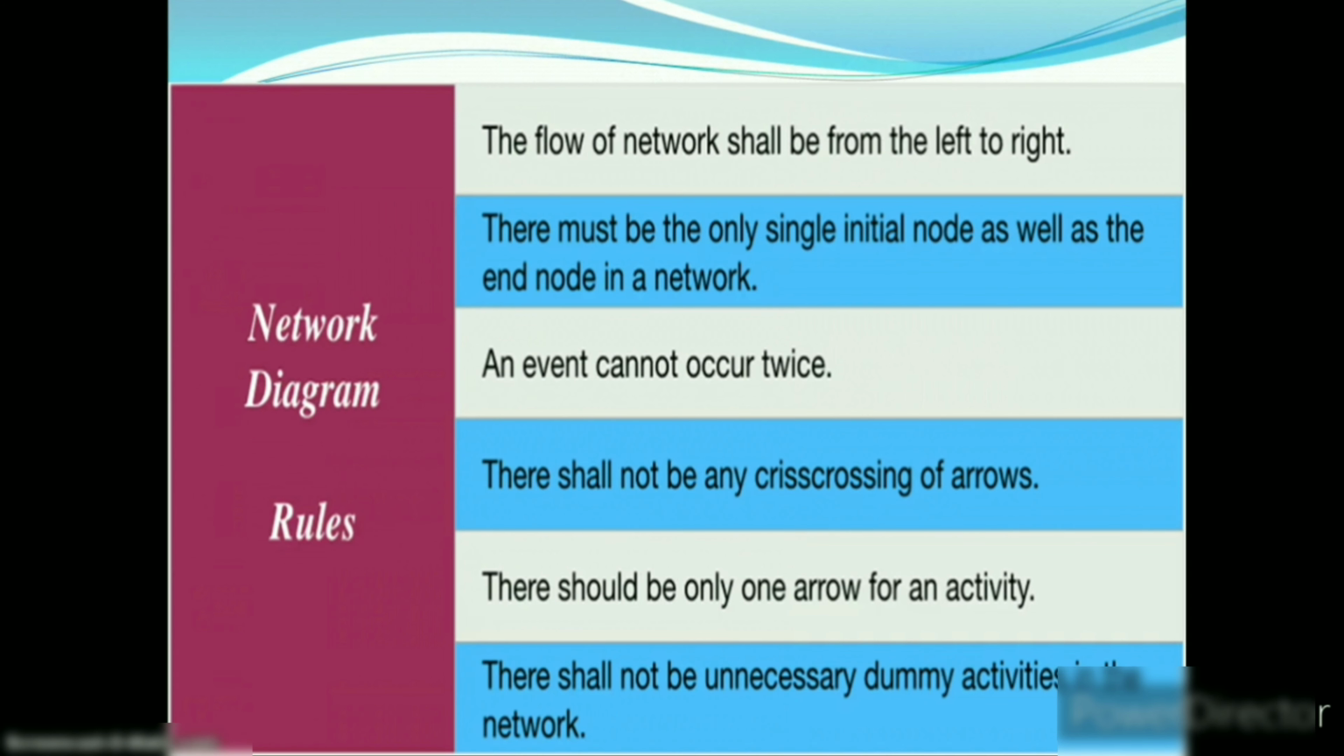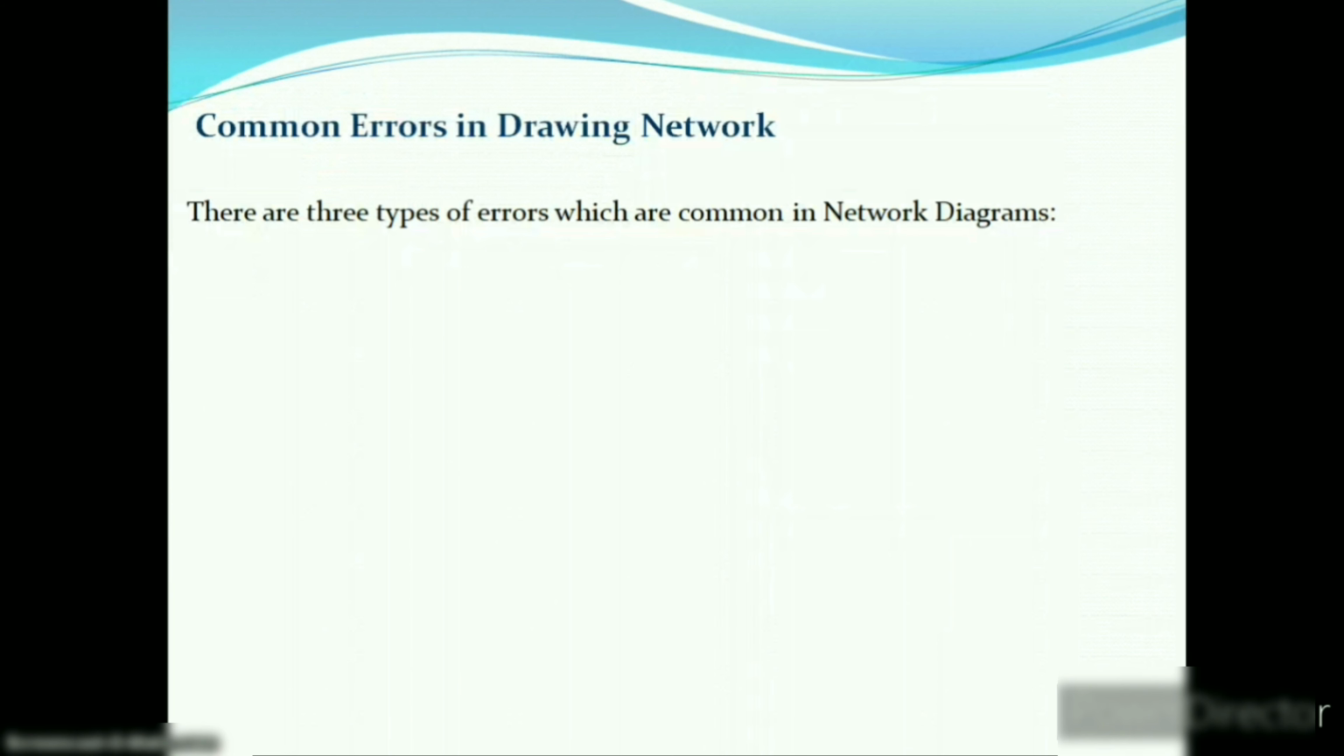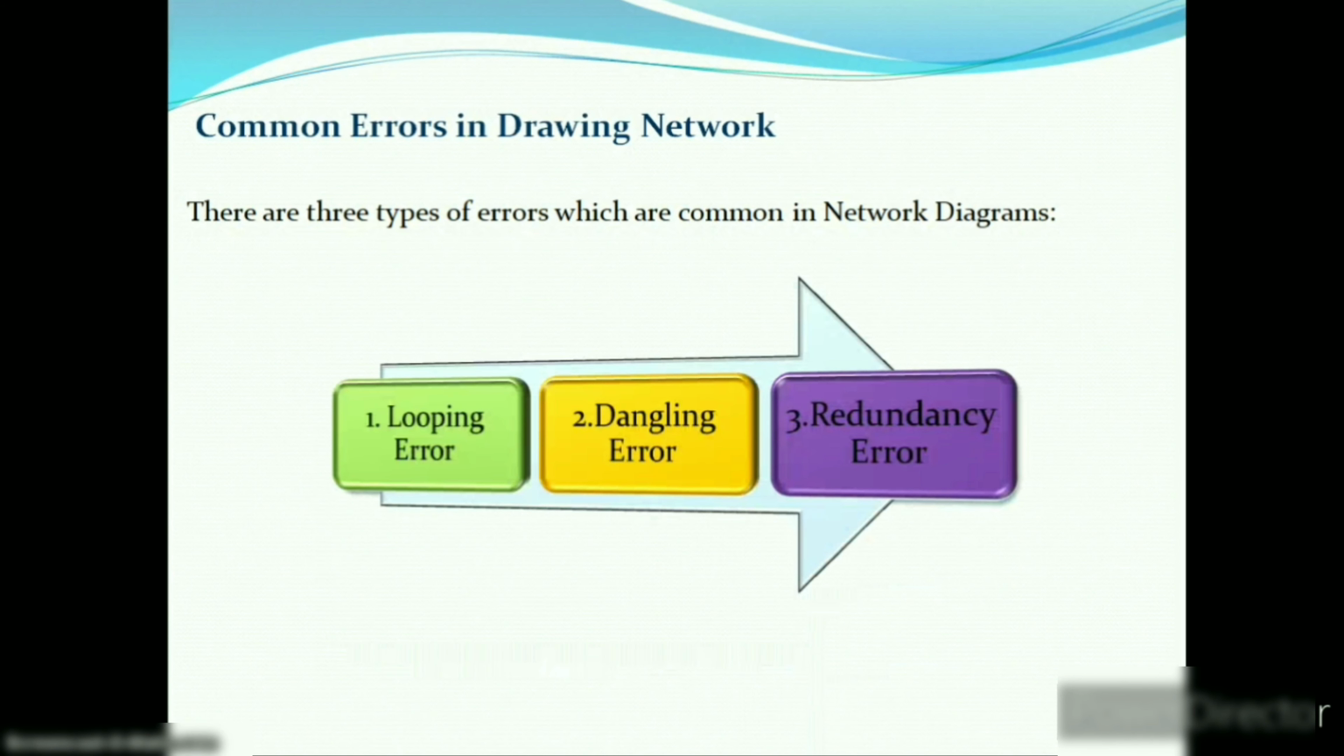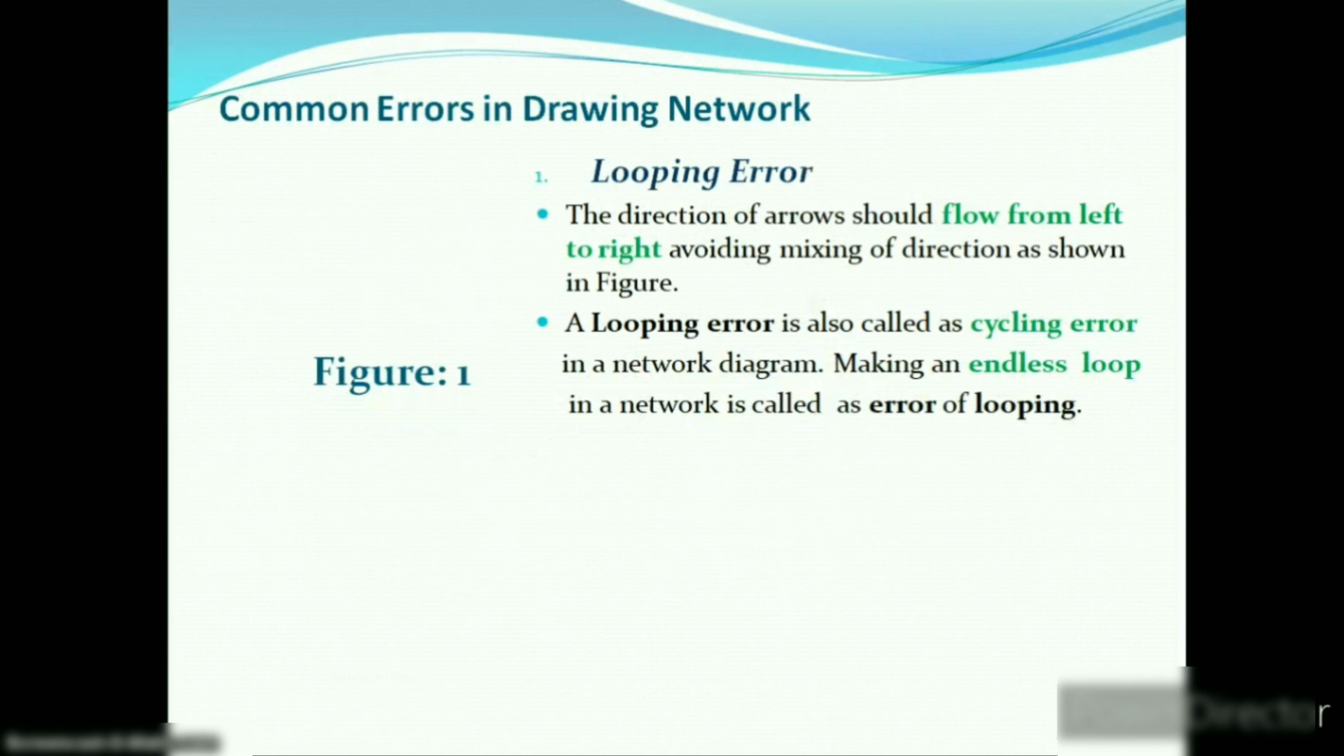Let us discuss the types of error which are most frequently seen in the drawing of a network. Now the question arises, what are they? There are three types of error: looping error, dangling error, and redundancy error. So for the detailed discussion, we move to the next slide. Making an endless loop in a network is called looping error, which is also known as cycling error. Let's take an example of looping error.